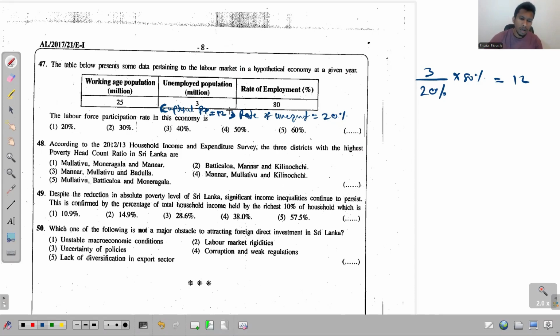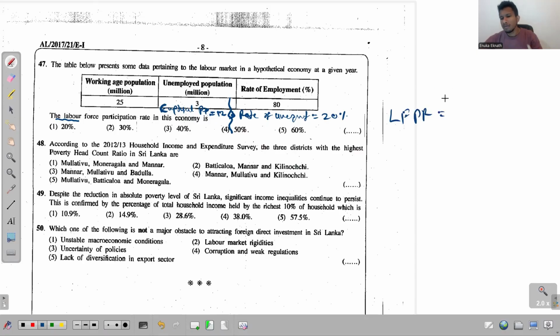Employed population is 12 million, right? And the rate of unemployment is 20%. So ඔය දෙකත් අපිට නිකන් බැලුවම තේරෙන දේවල්. එහෙනම් what do they ask us to calculate? They ask us to calculate labor force participation rate in this economy. Okay, so how do we find this labor force participation rate?